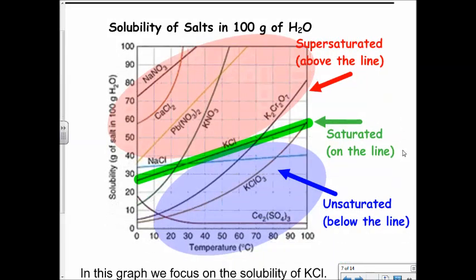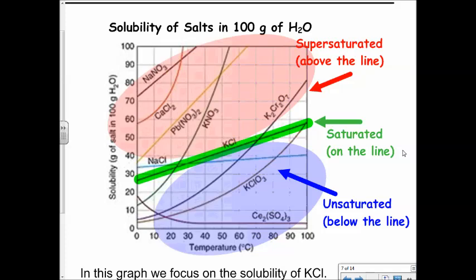So, if you are ever looking at a chart, please note there's a solubility of salt in 100 grams of water. If you are ever above the line, it is said to be a supersaturated solution. If something is directly on the line, it is saturated. It has to be 100% exactly on that line. It is a saturated solution. If it is below that line, it is said to be unsaturated.